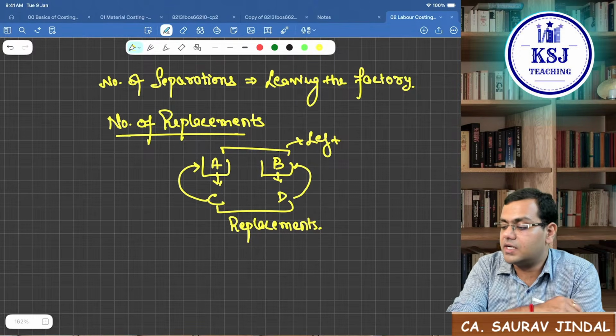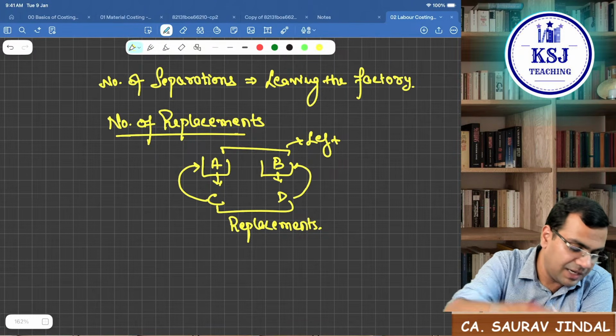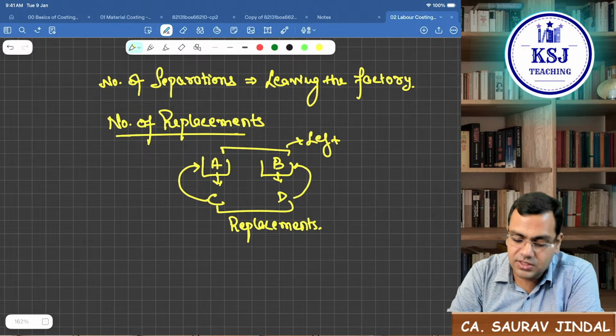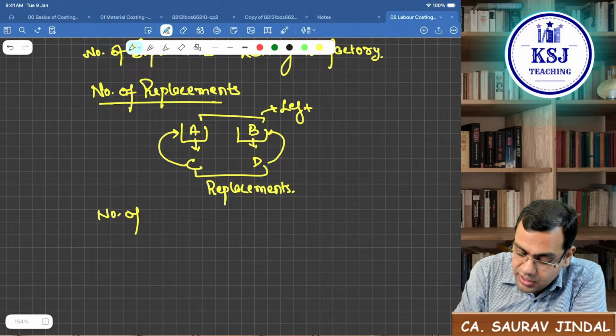If the new workers come and sit in the chair of the old workers, they are replacing the old workers, we call it replacements. Then there is a term called number of new joinings.